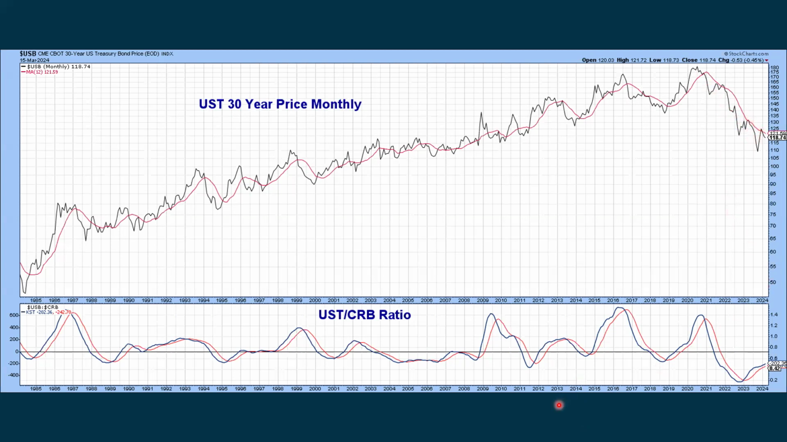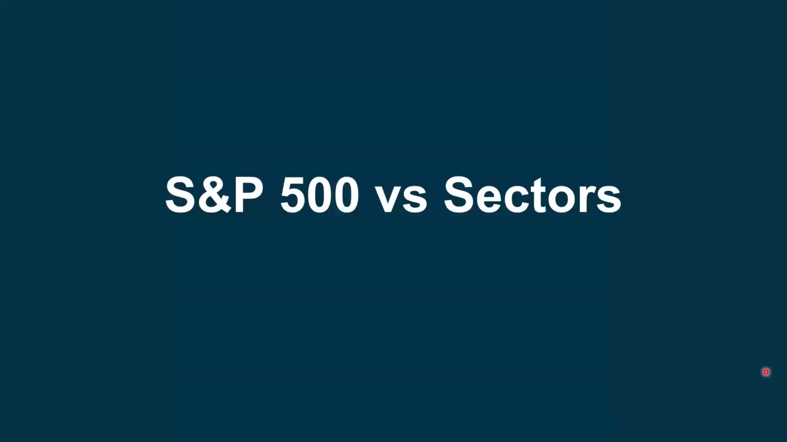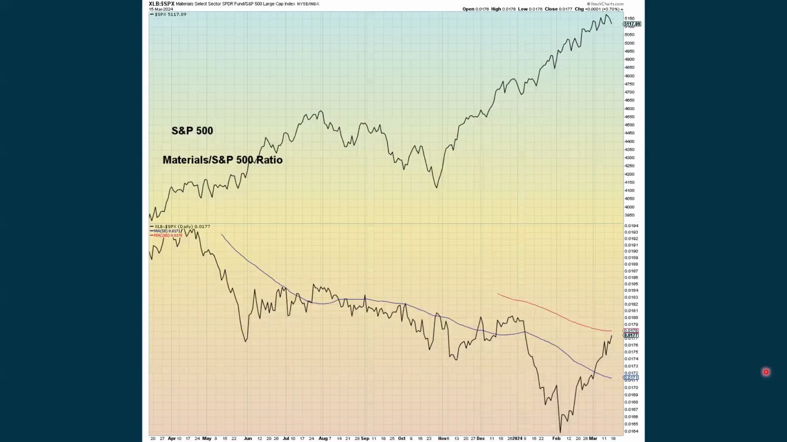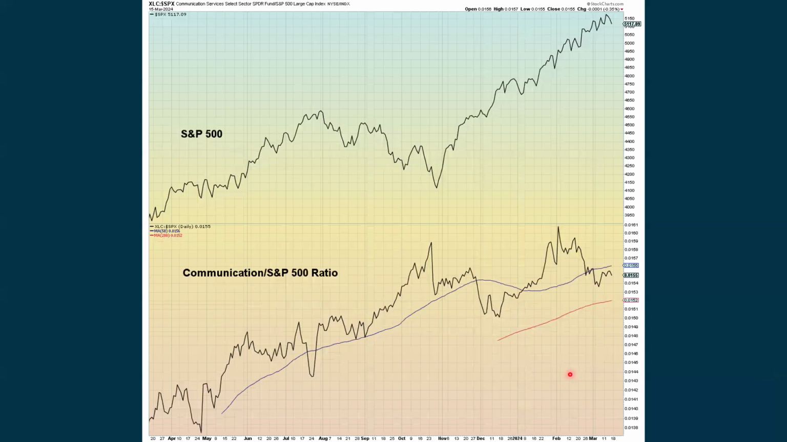On the bottom, we have a bond to CRB or commodities ratio showing that even in the longer term, the price of bonds continues to outperform commodities. Then we look at different sectors. We compare the materials sector and all the other 11 sectors of the S&P 500 with the S&P itself, where this is showing an improvement, but longer term, it still continues to underperform.